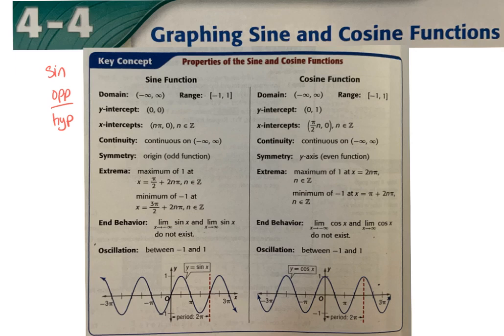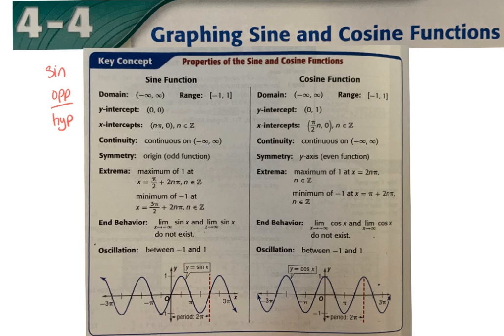Your x-intercepts are always going to be pi and zero, or one of your odd numbered pi's and zeros for the sine function, and one of your half pi's and zero for cosine. So think about where it is. It's always going to cross the x-axis when the other one is zero. All right. That's how it's going to cross.